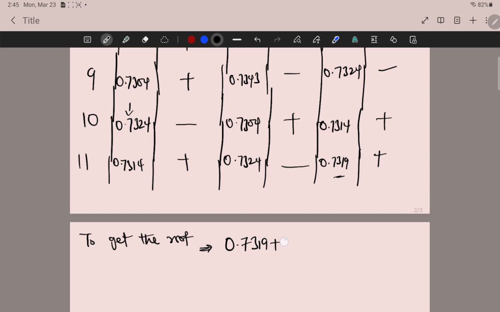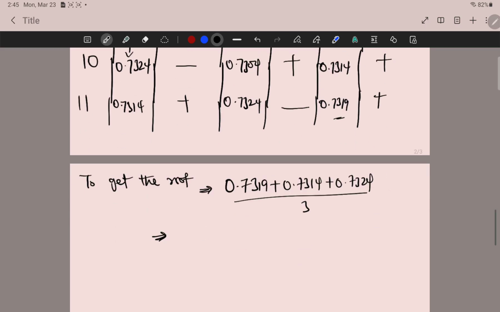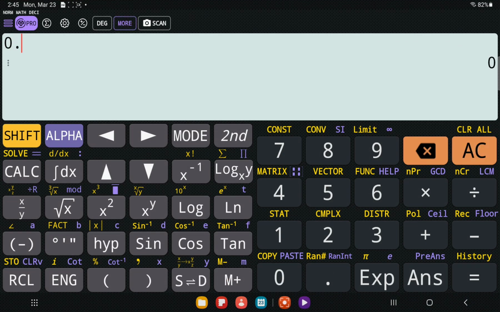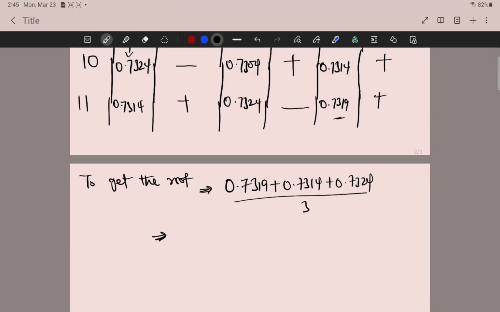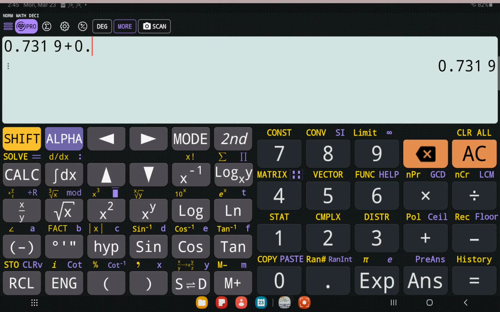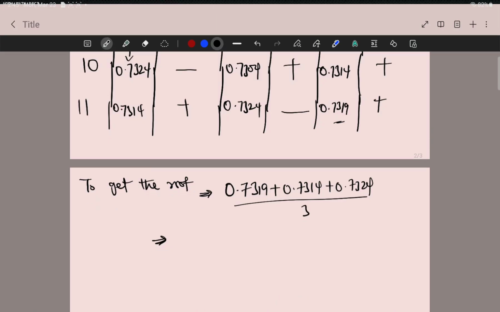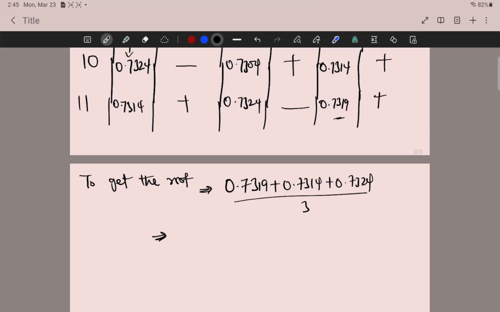0.7319 plus 0.7314 plus 0.7324. Let's divide it by 3. Let's just stand at the point. 0.7319. Let's do that quickly. 0.7319 plus 0.7314 plus 0.7324.